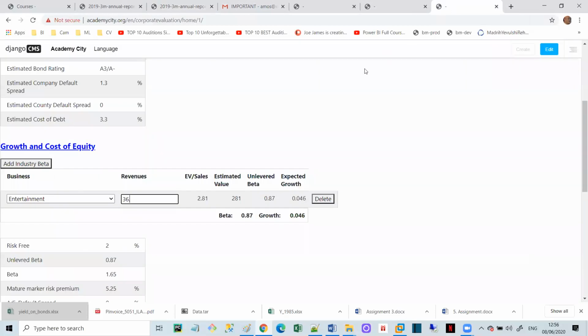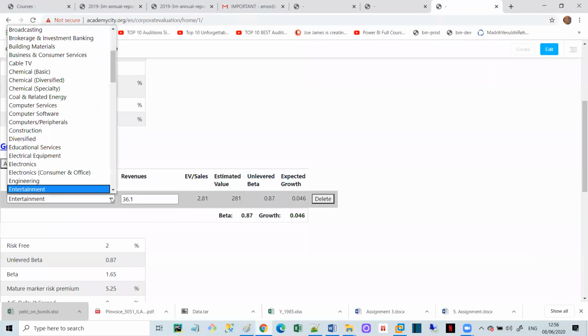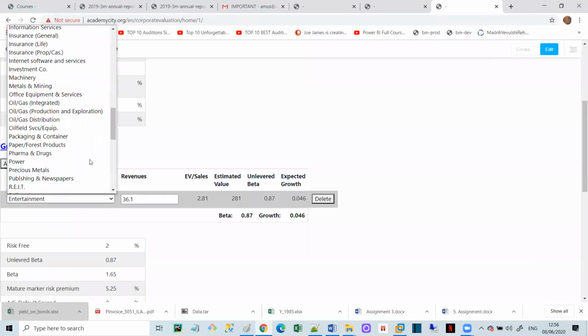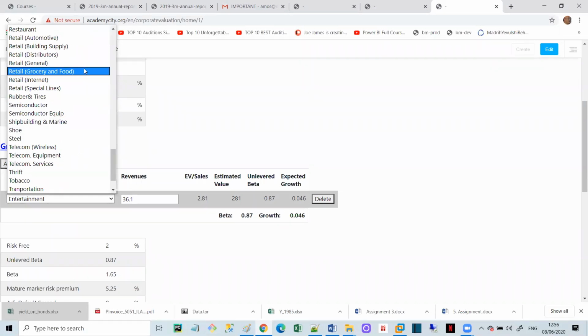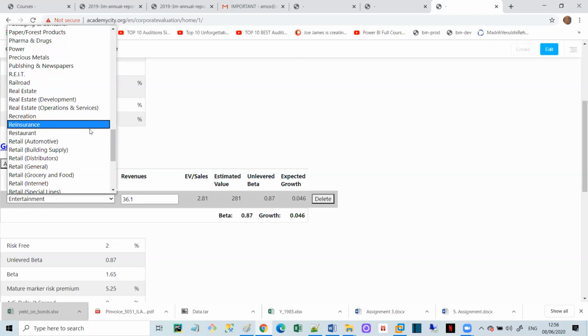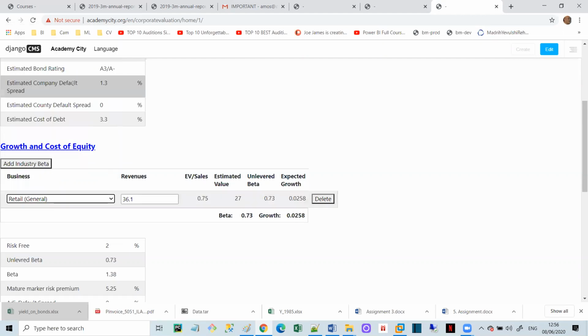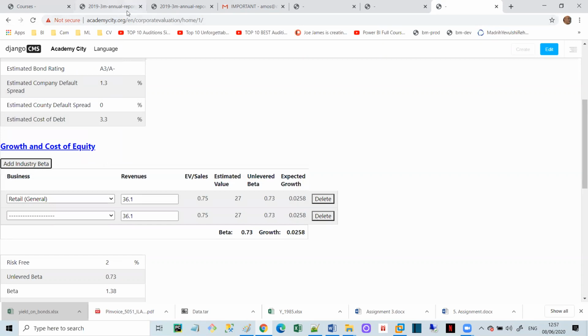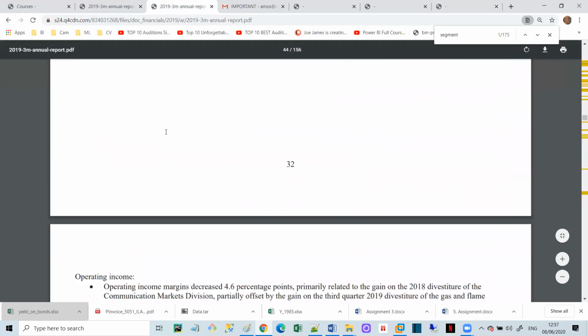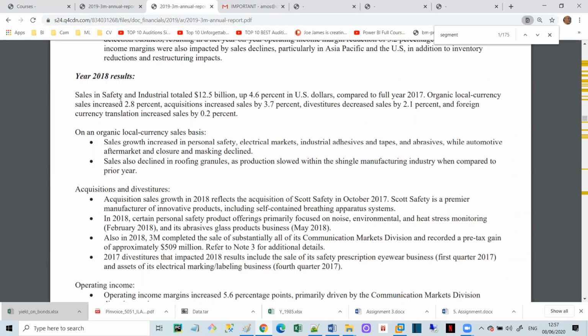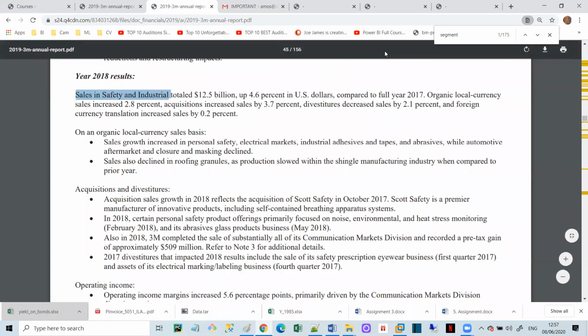For this one, I should really look at the business and choose the industry that is as close as possible. 36.1 should be the percentage for this one. I need to look for consumer goods, but I don't think I found it; I found retail, which is as close as you can get. Those are the 46 industries by Pharma and Fanshin, which they recommend. I will use retail general, the closest I can get. Now I need to add another industry because they have several. What is the next one? It's safety and industrial. You will never find that title as a sub-industry, so you have to do the best you can.